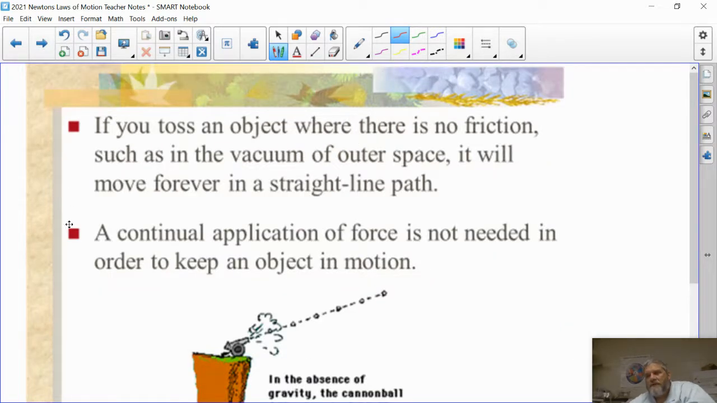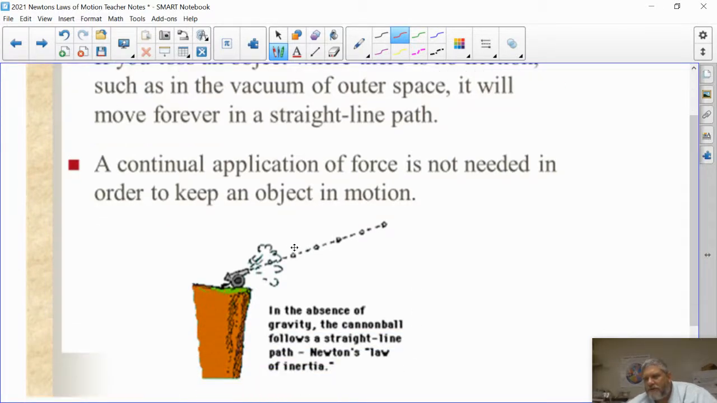If I toss an object where there's no friction, it will move forever. If you can get out into deep outer space away from everything, and I just start something moving, it's just going to keep going in a straight line forever and ever until something acts on it. A continual application of force is not needed in order to keep an object moving. So in the absence of gravity, this is what a cannonball would do. It would just keep going straight. You don't have to continue applying a force.